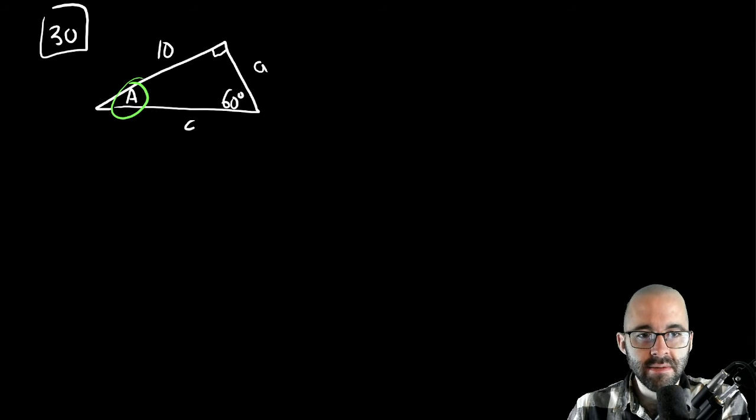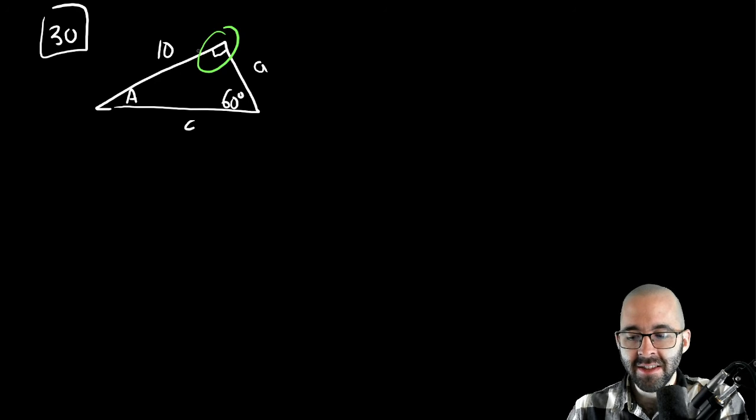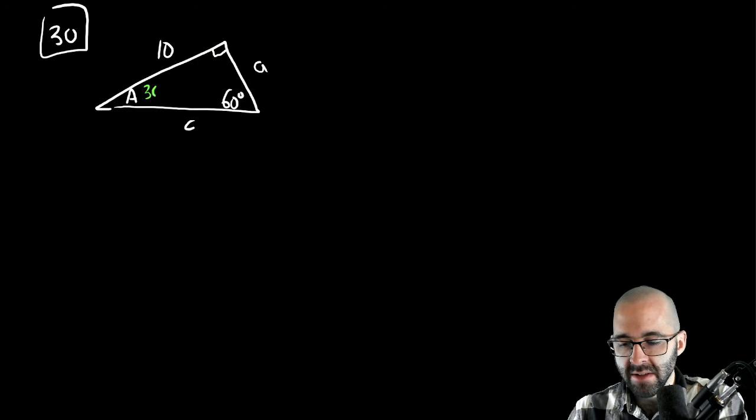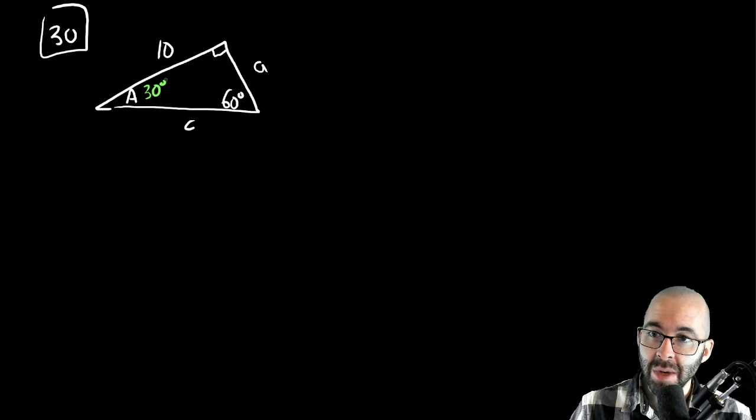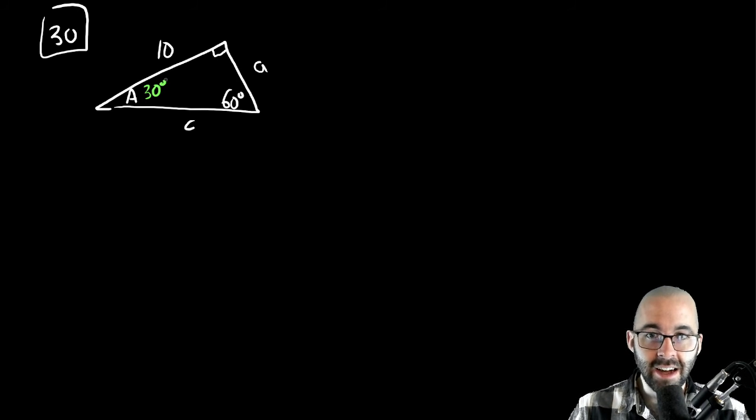So we need to find the missing sides. It didn't say that we needed to find the missing angle, but remember that all angles in a triangle add up to 180. So 90 plus 60 plus whatever this is needs to be 180. So we do know that A is 30 degrees. Oh, this is a special triangle. This is a 30, 60, 90 triangle.